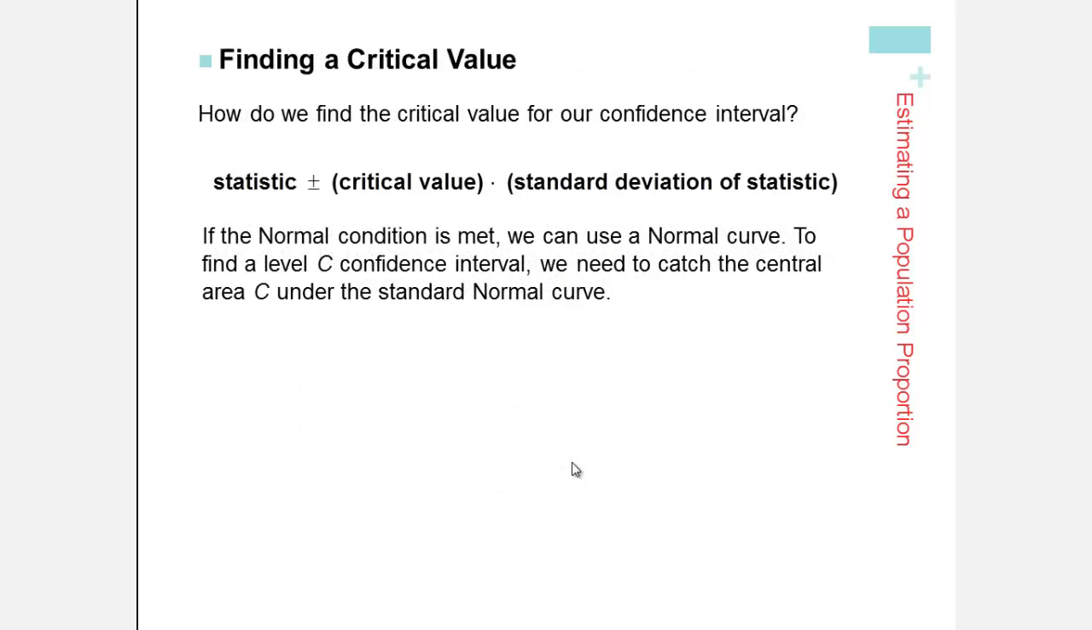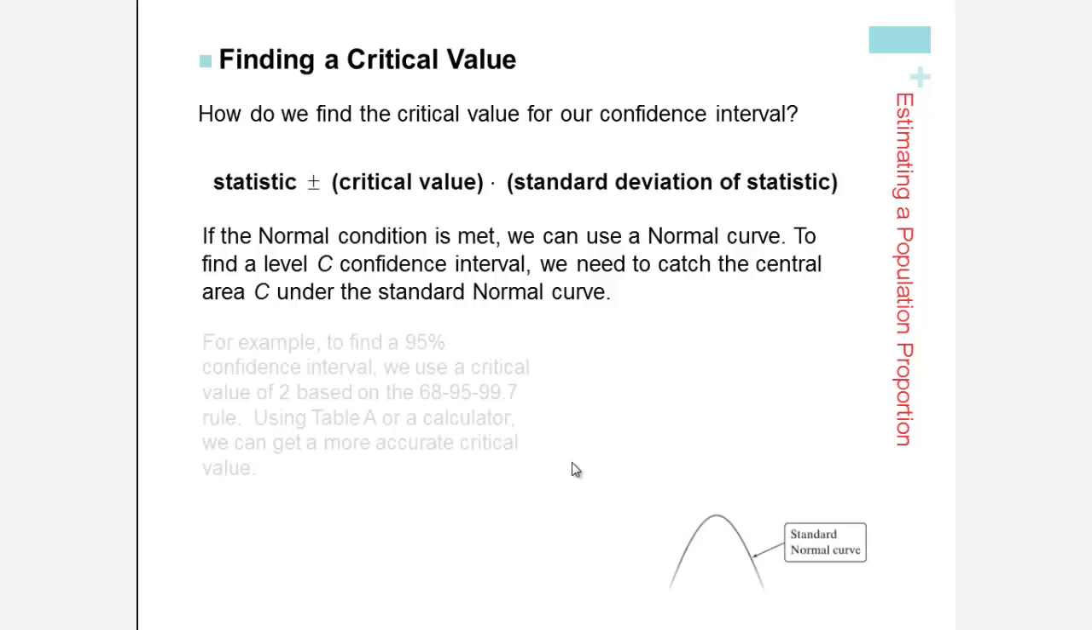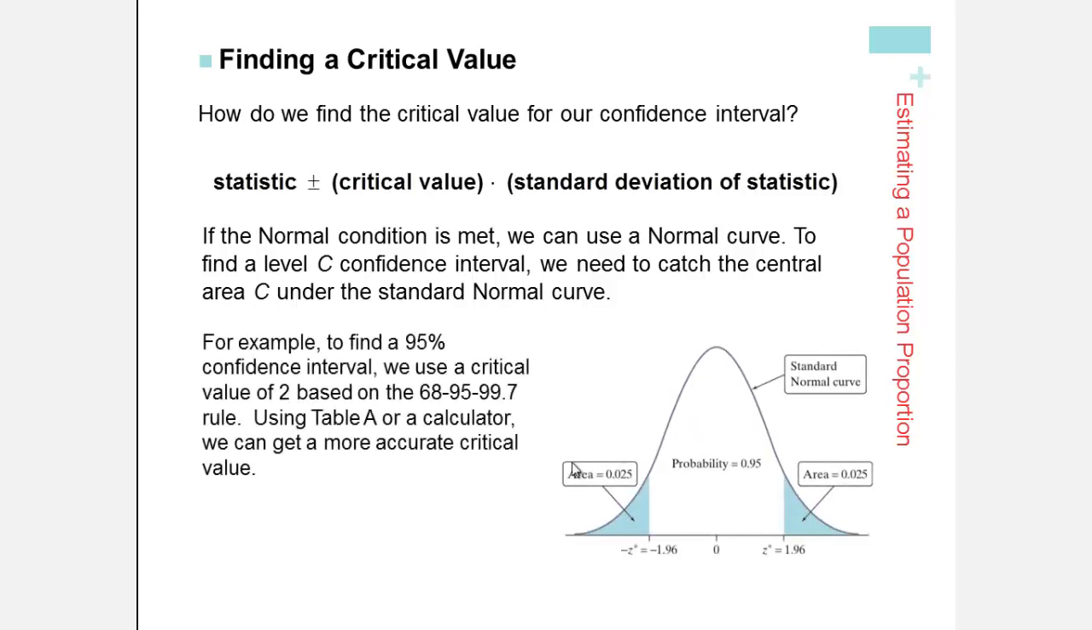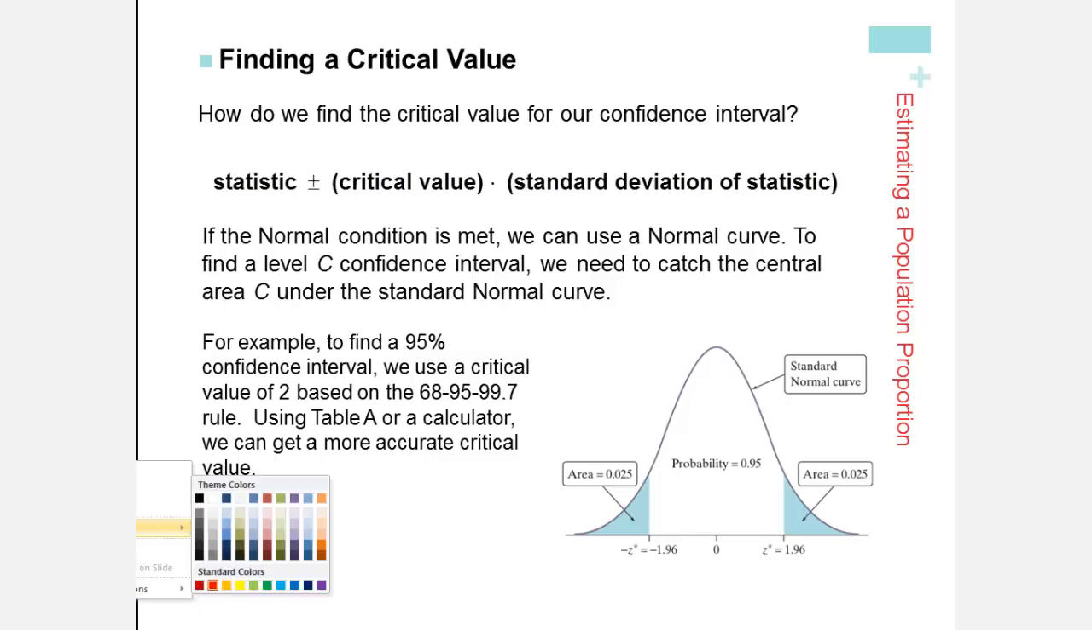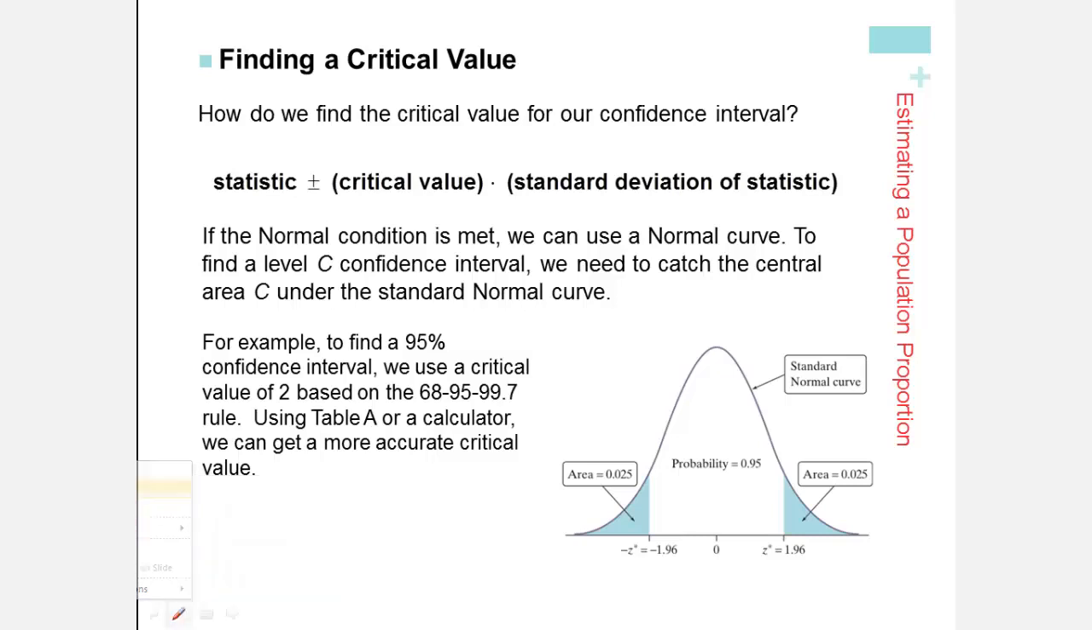If the normal conditions are met, we can use our confidence level C to find our critical value. For example, to find a 95% confidence interval, we use a critical value of 2 based on the empirical rule. Using table A or a calculator, we get a more accurate critical value.